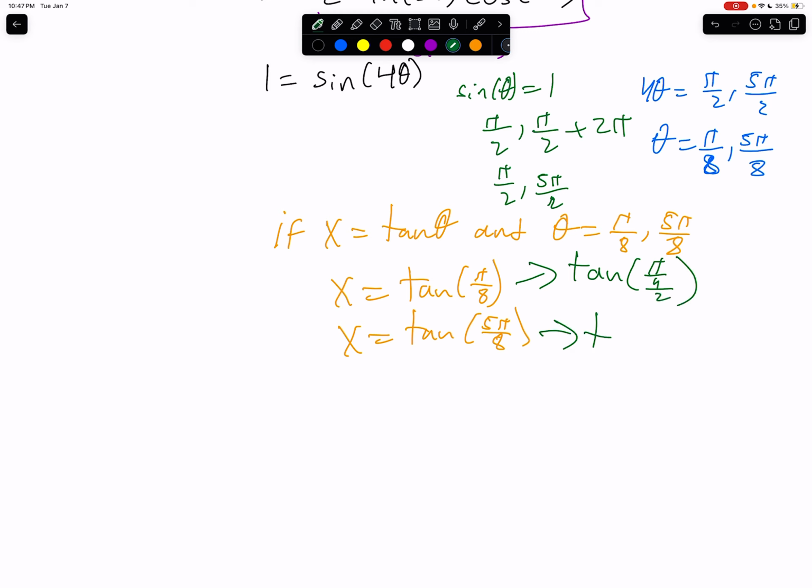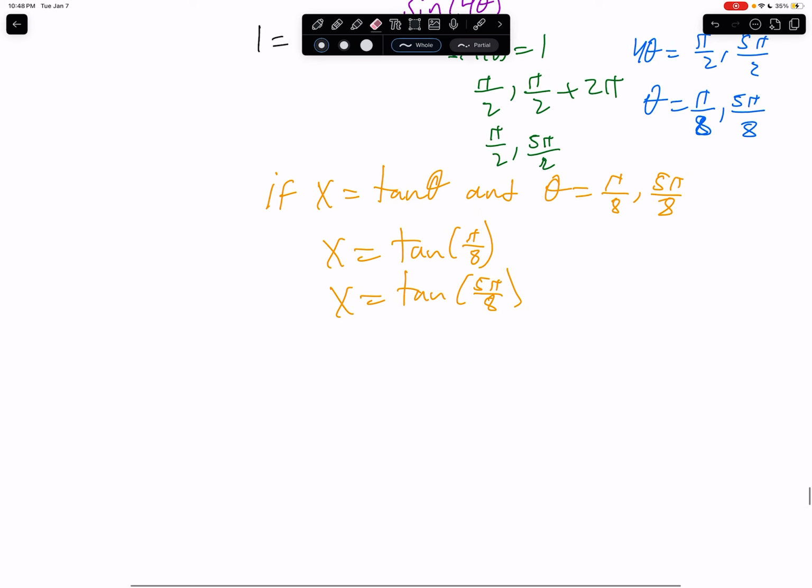For 5 pi over 8, I'm thinking, could we do sum and difference? Yeah, we could do, well, no, actually, pi over 2 pi. I'll come back to that. Anyway, there's a method to do this if you know your identities. So if we calculate these, and again, it's possible without a calculator.